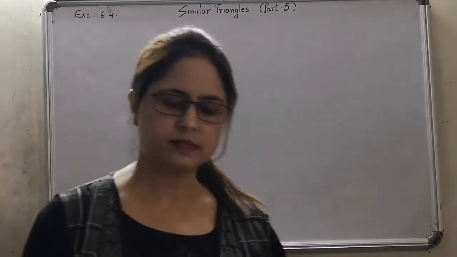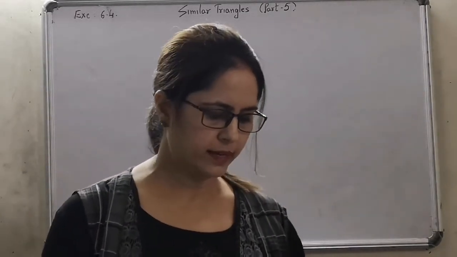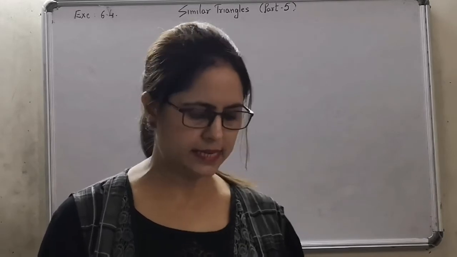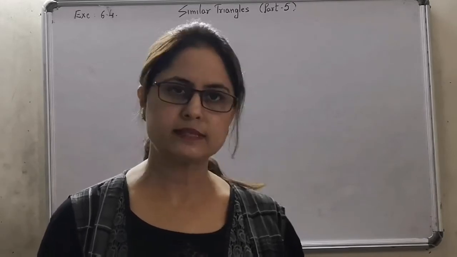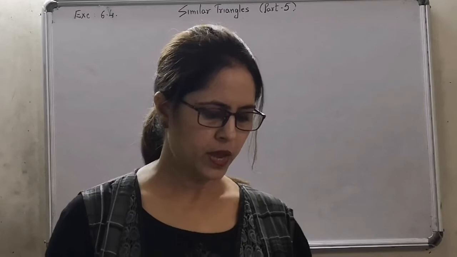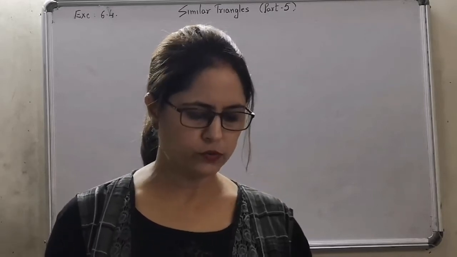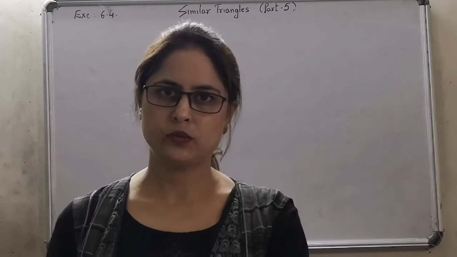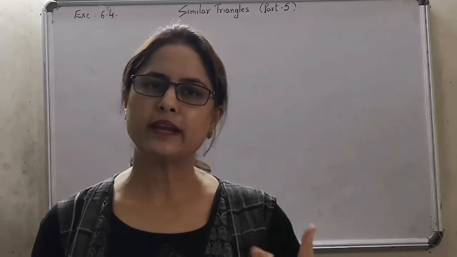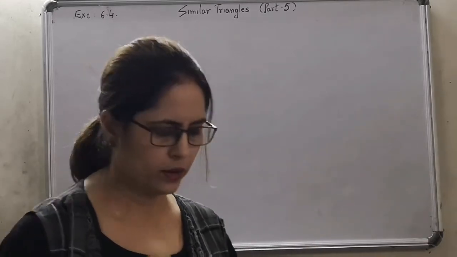Question number 2 of exercise 6.4 says diagonals of a trapezium ABCD with AB parallel to DC intersect each other at the point O. If AB is twice of CD, find the ratio of the areas of triangle AOB and triangle COD. Let's draw the figure and actually analyze what all triangles they are talking about.